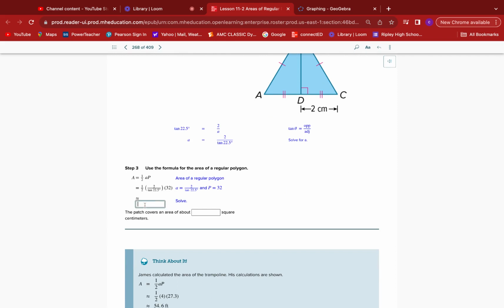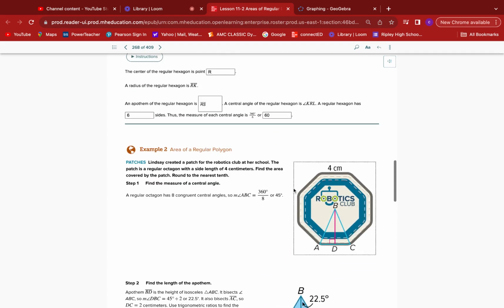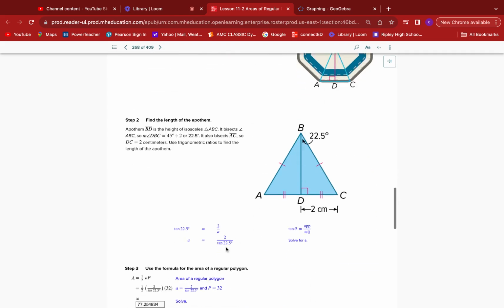So now we're going to grab our calculators, multiply all 3 of those things, and you're going to get approximately 77.254834. Now they want it rounded to the nearest tenth, so it'll be 77. The 5 makes the 2 round to a 3, so it'll be 77.3 square centimeters. There's your area of the patch for the robotics club.